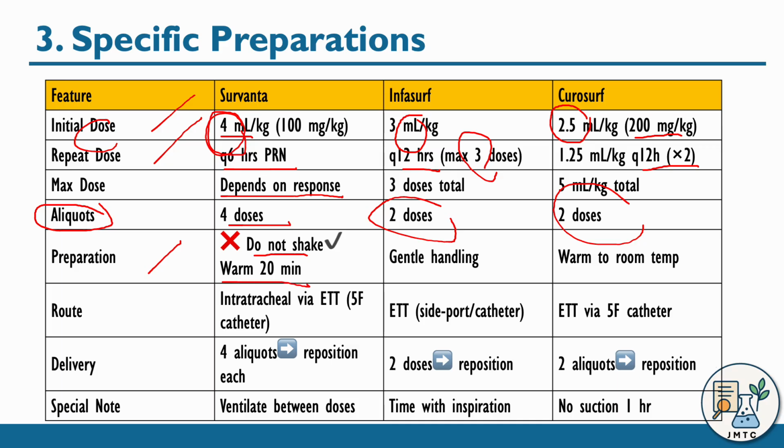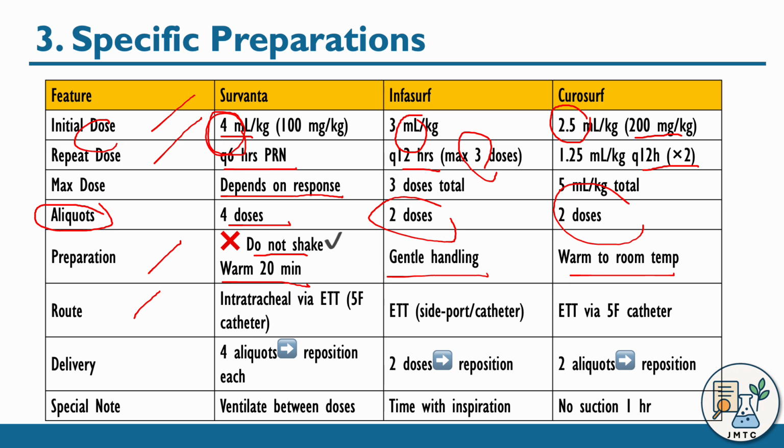For Infasurf, gentle handling, and for Curasurf, warm to room temperature. So, important to never shake surfactant because it can destroy the structure. Remember, lipids tong mga to. And for the route natin is intratracheal through ETT.